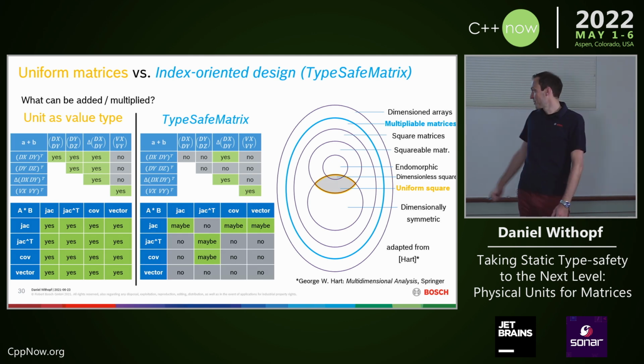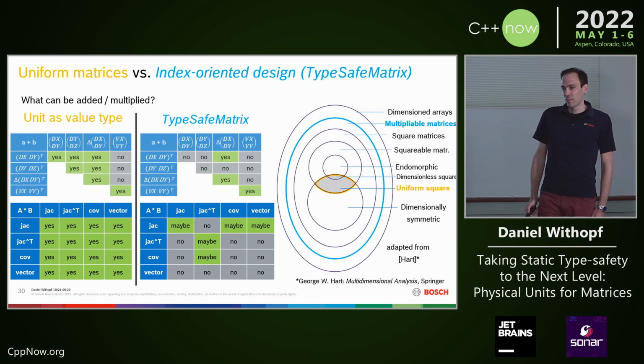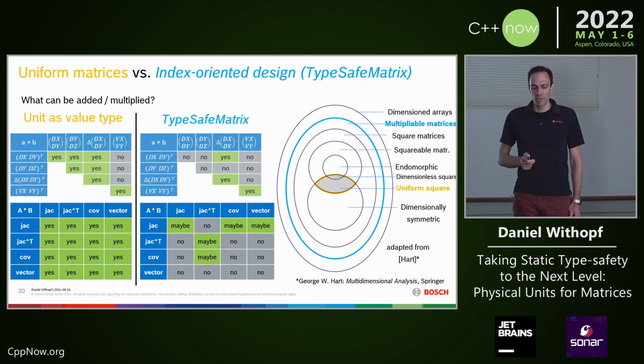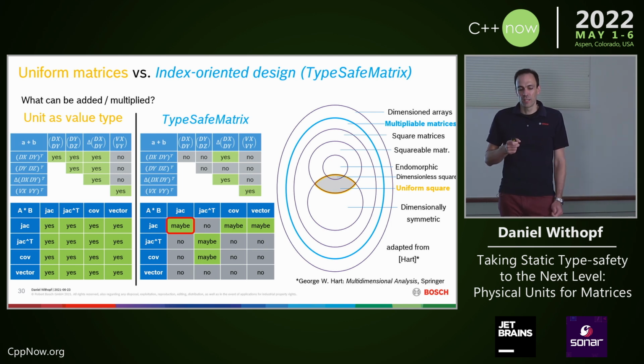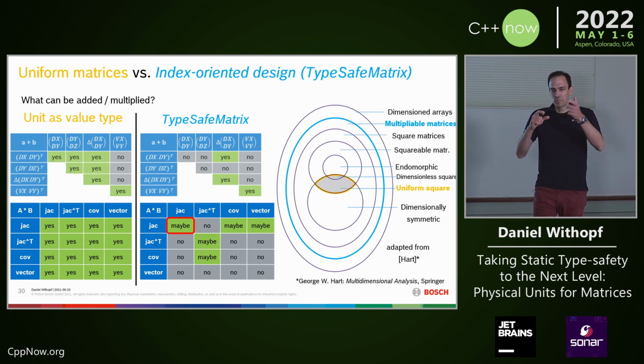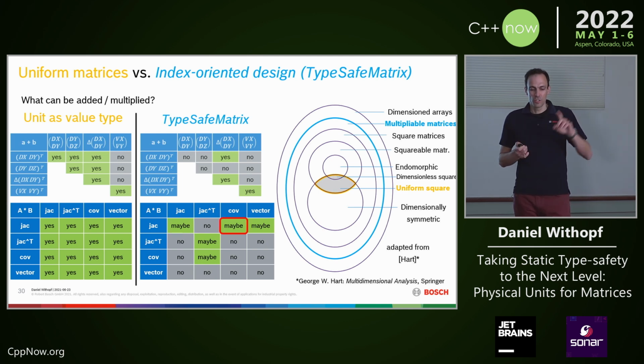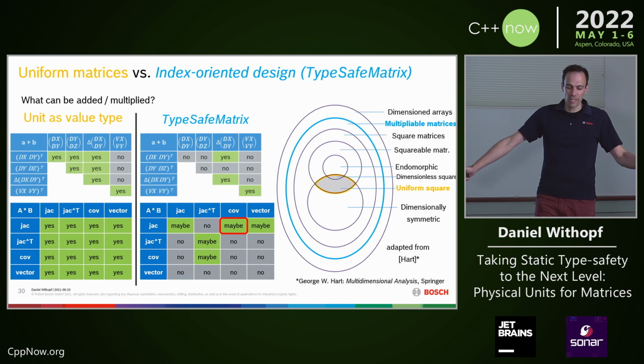With type-safe matrix, the solution looks a lot different now. Most of the table turns gray because these are invalid operations that don't make mathematical sense. What we can multiply are two Jacobians, and I put a maybe here because they can be multiplied only if the indices match up. We've seen that earlier in the multiplication example. You can add a Jacobian on the left-hand side and a covariance on the right-hand side.